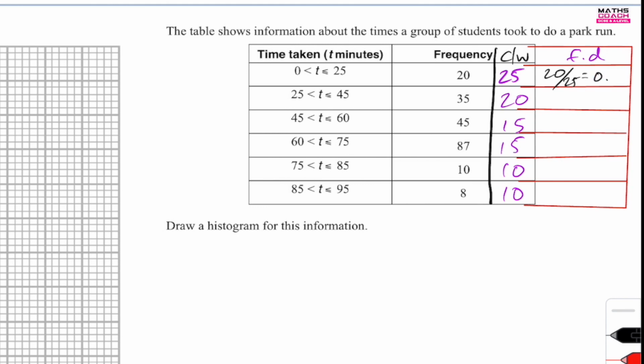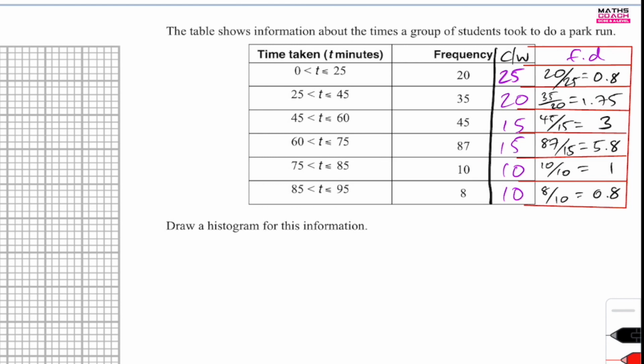That gives us 0.8. The one after that is going to be 35 divided by 20, and that gives us 1.75. Then we have 45 divided by 15, and that gives us 3. Then we have 87 divided by 15, and that gives us 5.8. And then we have 10 divided by 10, which is of course 1. And then we have 8 divided by 10, which is 0.8.